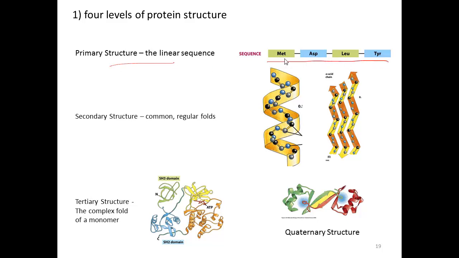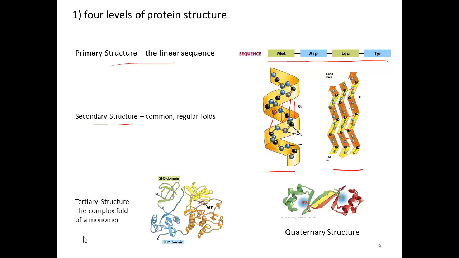The primary structure of this example is methionine, aspartic acid, leucine, and tyrosine. Secondary structures are common regular folds, which can occur for a wide variety of sequences. This is the alpha helix. This is the beta sheet. There is significant backbone hydrogen bonding between the beta sheet strands and, again, between backbone atoms in the alpha helix.